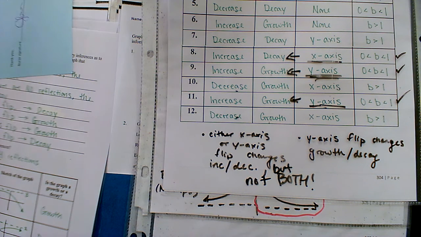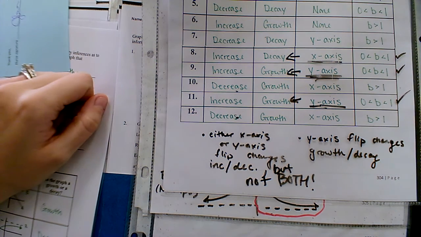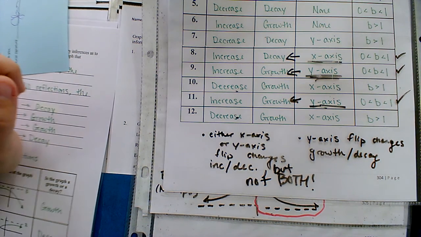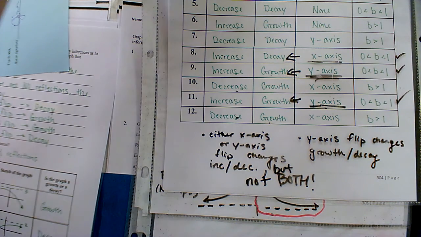Okay? So if you only have one, you're changing the increasing or decreasing nature from the beginning basic graph. If you have both, though, it happens to stay the same. Okay, we can start to make these little connections or patterns between the equation and the graph. Okay, everything's related. Everything's connected.